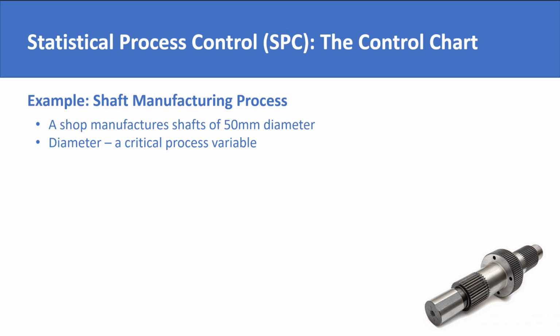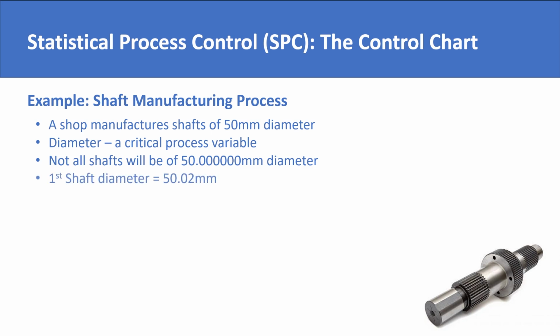Now, it is obvious that not all of the shafts produced in a plant will be exactly of 50.00000 millimeters. It can't be possible. So maybe the first shaft produced has a diameter of, let's say, 50.02 millimeters. The second shaft has a diameter of 49.97 millimeters, and so on.